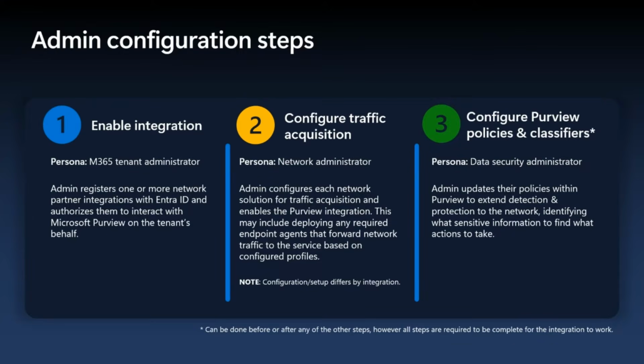And then number 2, of course, the network admin has some more detailed configuration as far as traffic steering and routing and things like that. Number 3 is all Purview, right? This is the data security admin, and this is where technically you can do this at any step. It doesn't have to be in this order. Number 3 can be done first if you want, and then you go and do number 1 and number 2.